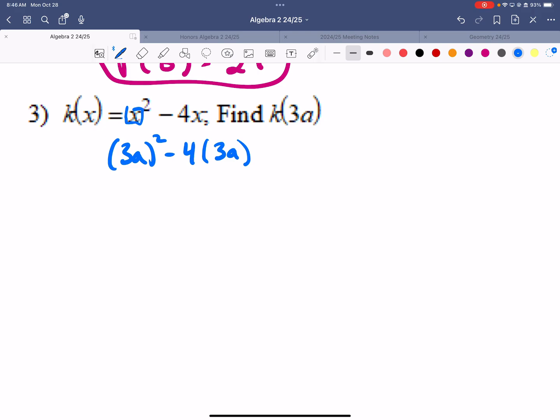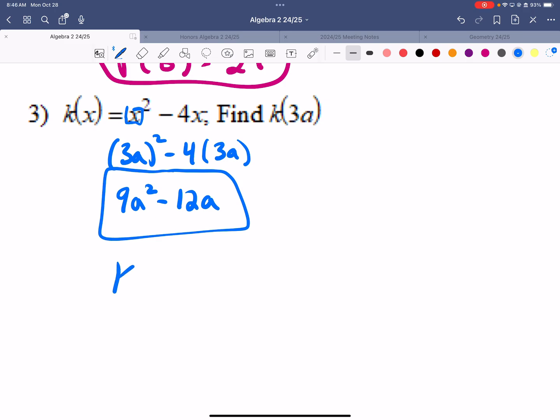3 squared is 9. A squared minus 12a. And that's your solution to this. There's nothing to solve. There's nothing to go any further. You're just substituting in what's there. And it doesn't matter what's in there.